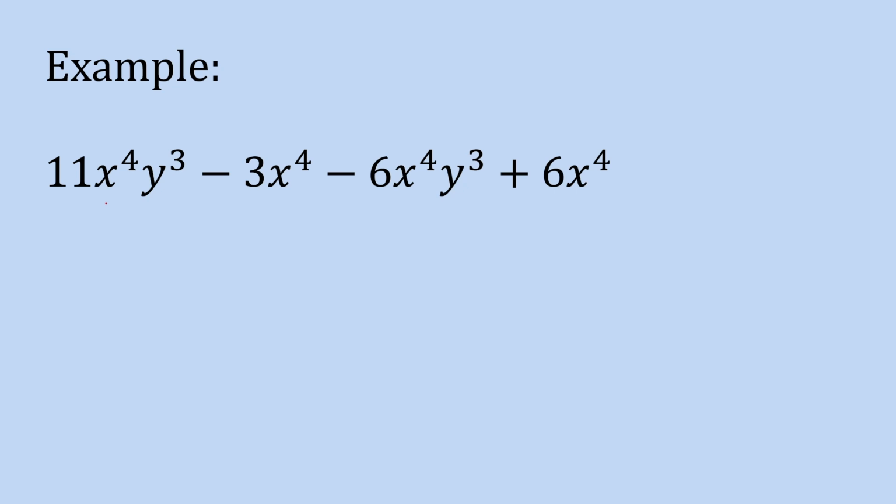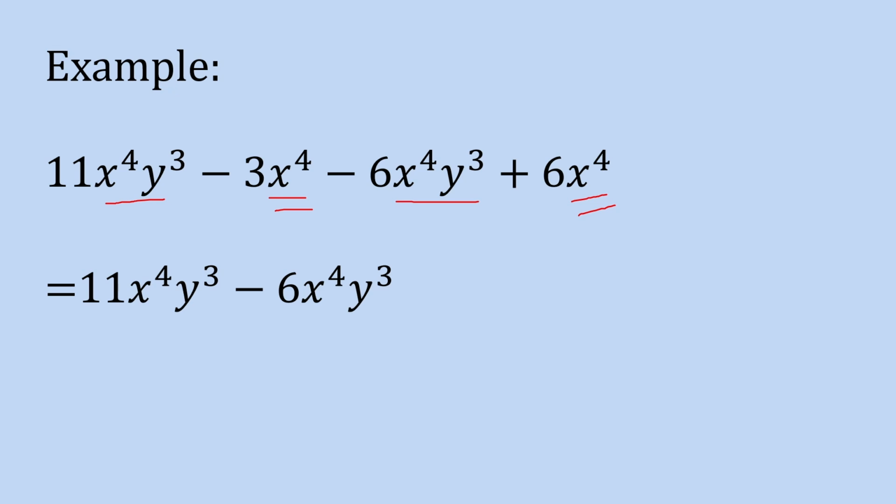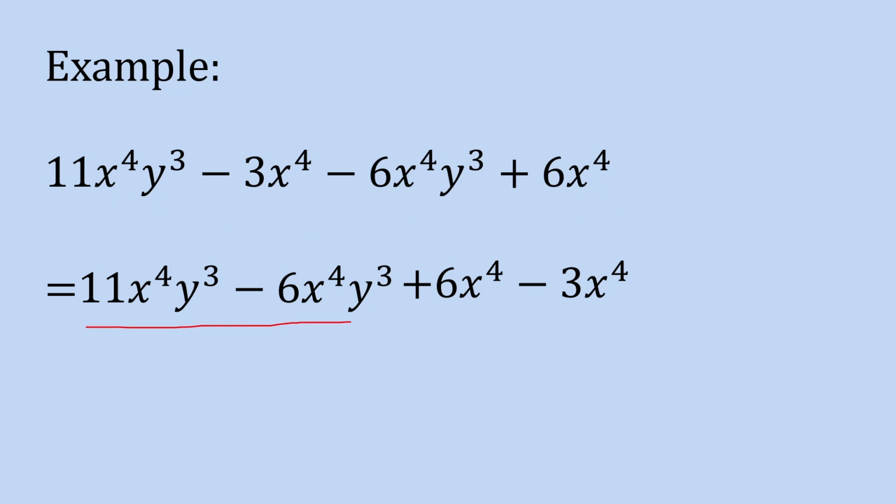Here we can see 11x^4y^3 is a like term with 6x^4y^3, and here x^4 and here also x^4. So we can write it like this: 11x^4y^3, then 6x^4y^3. After that, plus 6x^4 minus 3x^4. So this is the first pair and this is the second.